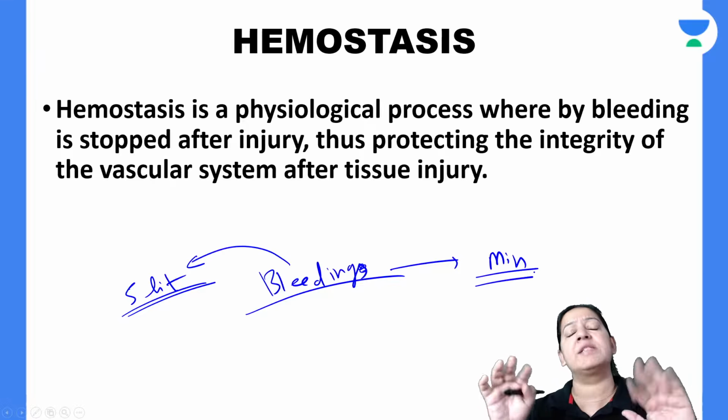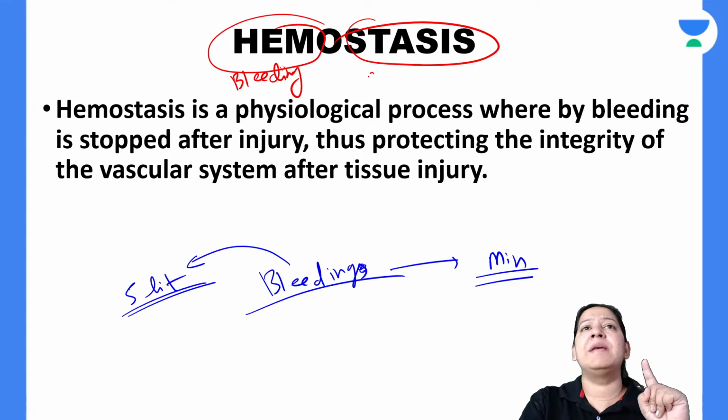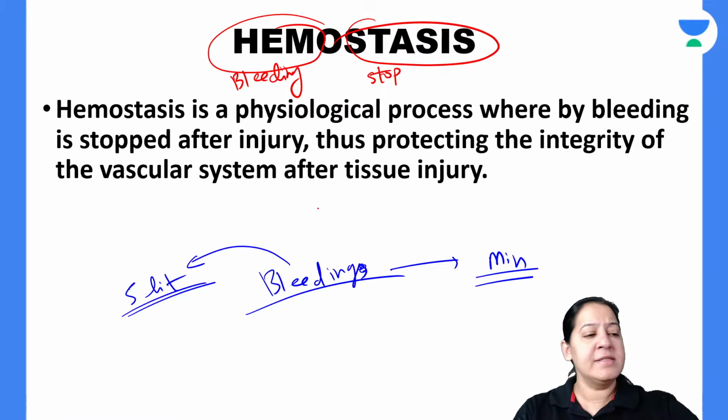Why does the bleeding automatically stop? Because of a mechanism. The site of the cut, of the injury, is sealed, and the bleeding is stopped automatically. It is known as hemostasis. Please split the term. Hemo means bleeding, and stasis means stop. Have you got it? So bleeding stops. It is a physiological phenomenon. It is not a disease.